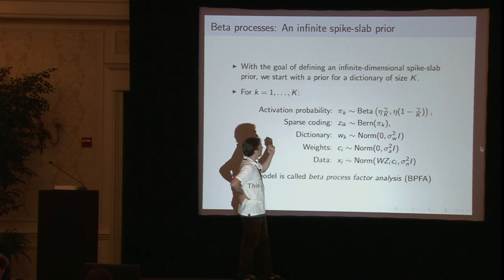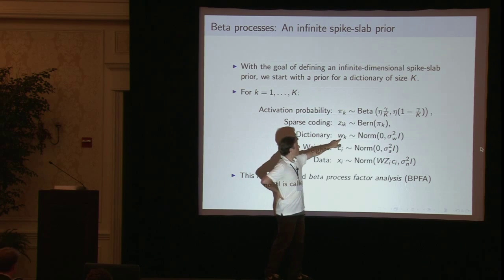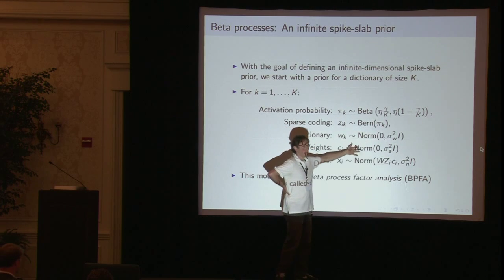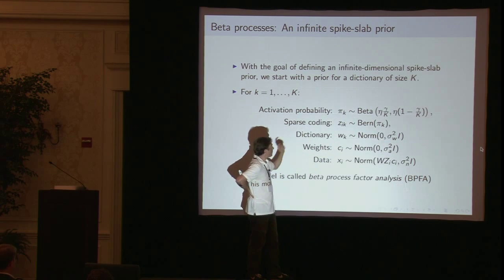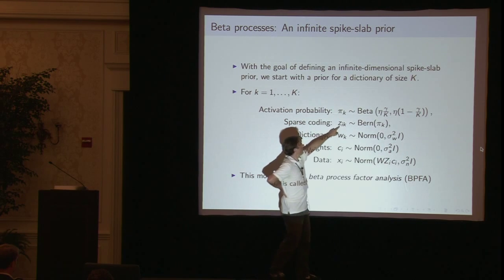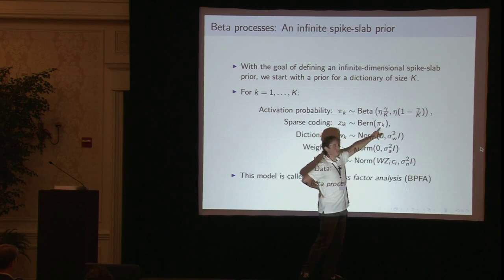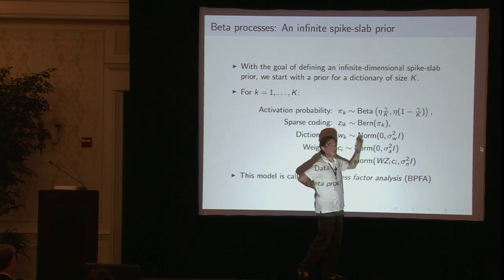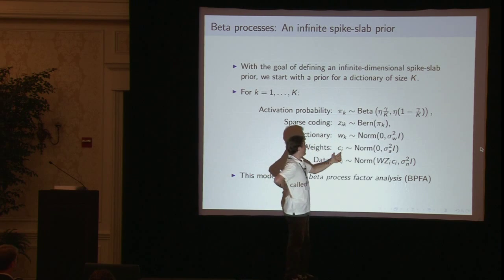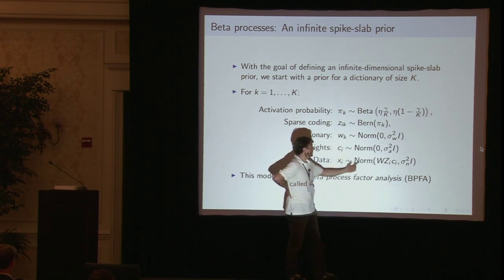Then for each dictionary element, we draw the column of the dictionary from a spherical Gaussian. We draw all the weights from a spherical Gaussian. And now when we want to sparsely code the ith signal, we just do a coin flip using the activation probability for the kth dictionary element. If it's 1, then it's active, and we use this.